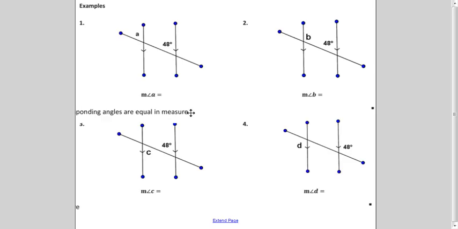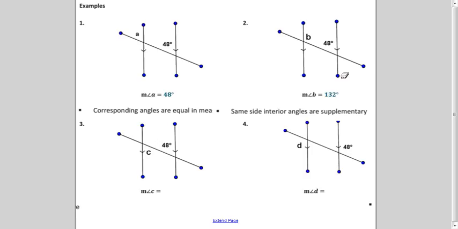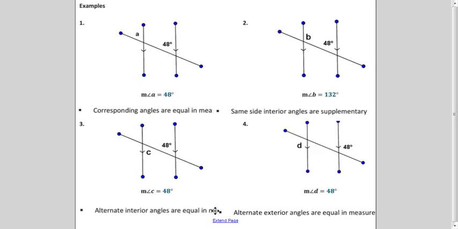So in number 1, we have corresponding angles. So they're both 48s. In number 2, we have same side interior, so they are supplementary. So B is 180 minus 48, 132. Number 3, alternate interior angles, that must be 48. And number 4, those are alternate exterior angles, so it must also be 48.